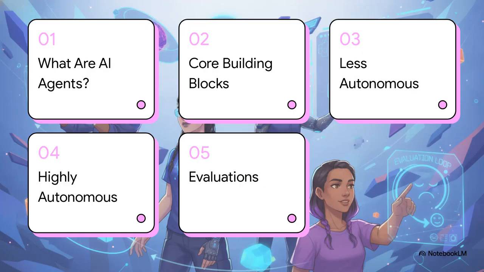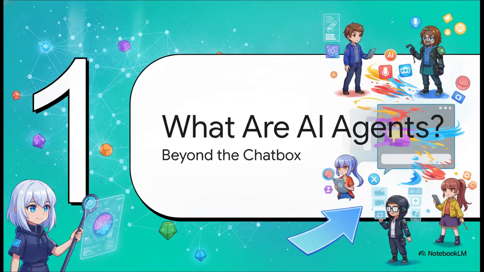To really demystify this incredible technology, we're going to break down the anatomy of an agent step by step. We'll cover what AI agents actually are, look at the core building blocks, dive into both less autonomous and highly autonomous patterns, and finally wrap up with evaluations. All right, let's dive straight into part one.